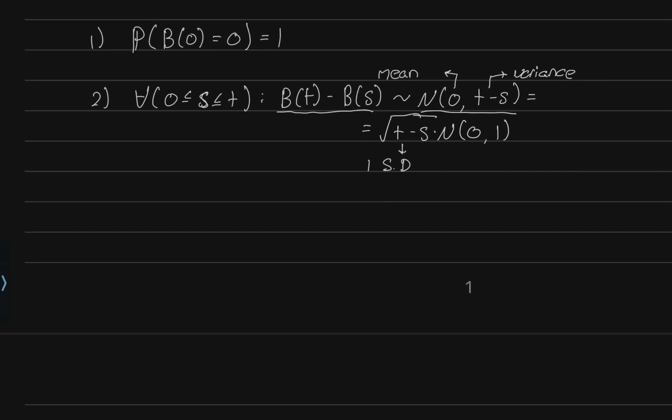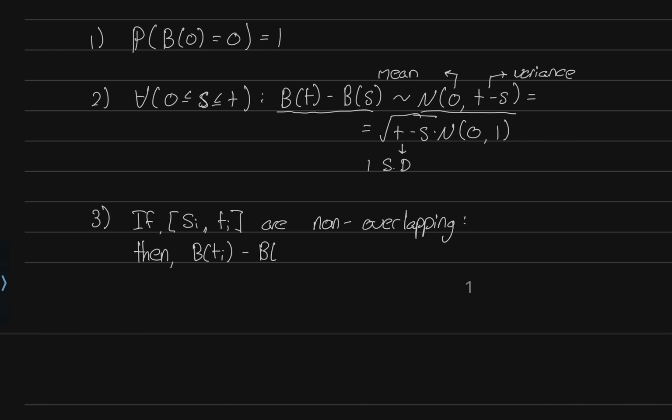And now we have our third and final property, which essentially states that if the intervals [s_i, t_i] are non-overlapping, then B(t_i) minus B(s_i) is independent.